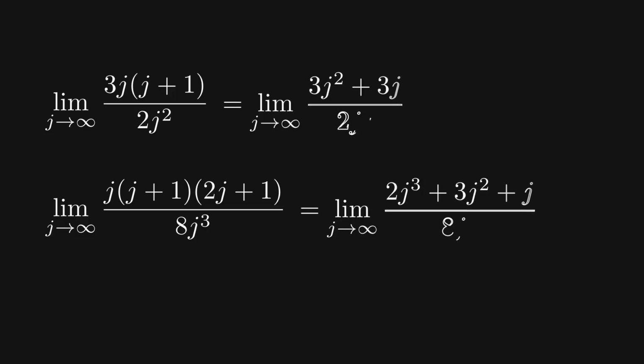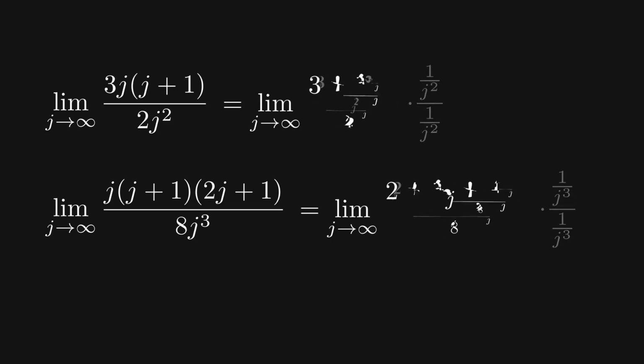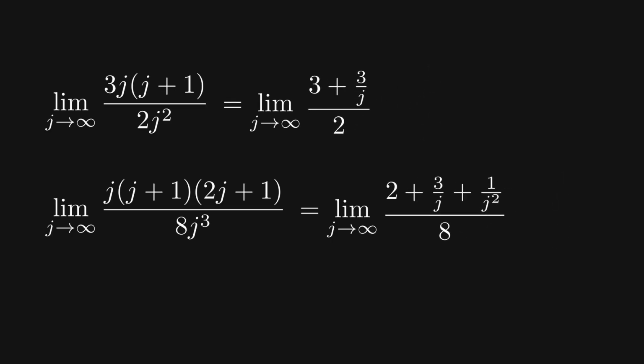Now let's expand the brackets. In the first limit, we can divide every single expression with j by j squared, and in the second limit by j cubed. We get the following expressions. We can see that whenever a number is divided by j or j squared, it will approach 0 as j approaches infinity. Thus we get the solutions 3 over 2 and a quarter.